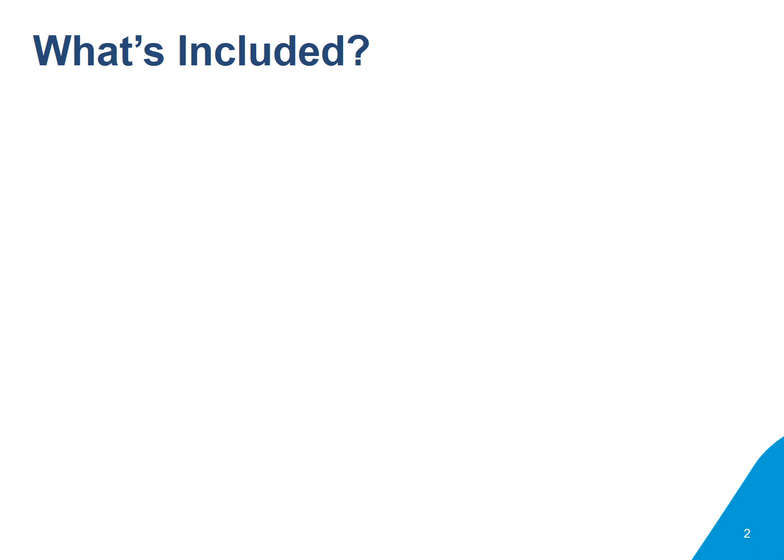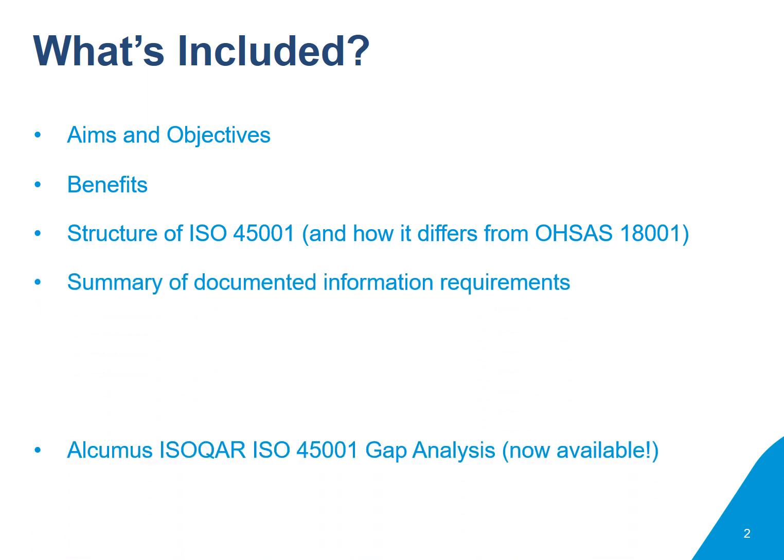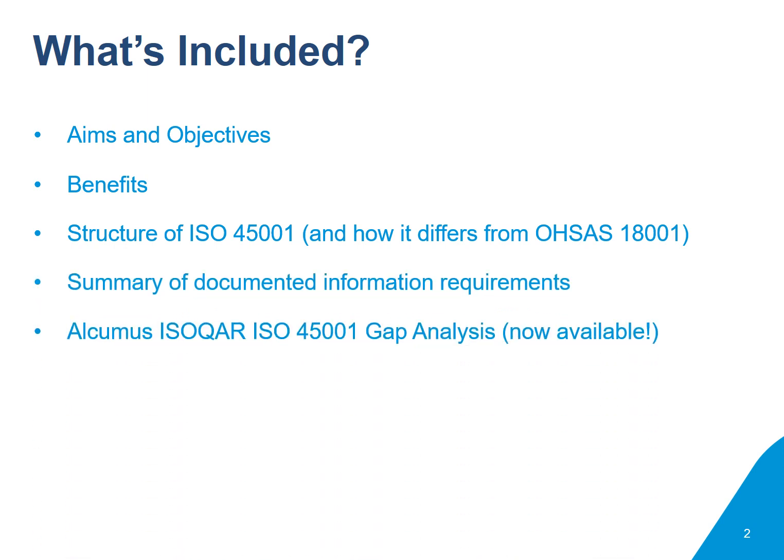Today we'll be looking at what's included in our brief presentation. We're going to look at 45001 aims and objectives and the benefits of our new health and safety system. We're going to look at the structure of the standard, perhaps how it differs from OHSAS 18001, its predecessor. We're going to look at documented information and also a quick note to say that the Alcumus ISOQAR gap analysis is now available should you wish to get hold of one of those.